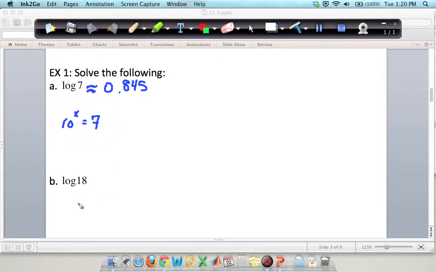So let's do the same thing with log base 10 of 18. This is saying 10 raised to what power is 18. So I know this has to be a number just a little bit greater than 1, because 10 to the first power is 10, and 10 squared is 100, which is way too big. So again, put this into your calculator, and I'm going to round to 3 decimal places, and you get 1.255.